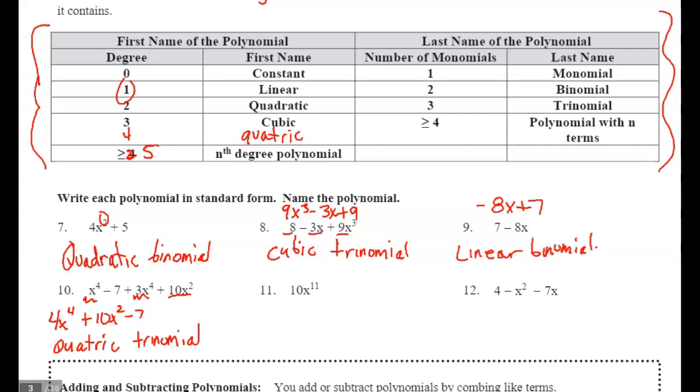This only has 1 term and it is already in standard form. So we would say that this is an 11th degree because it has an 11 here. And then this 1 term, so we would just call it an 11th degree monomial.